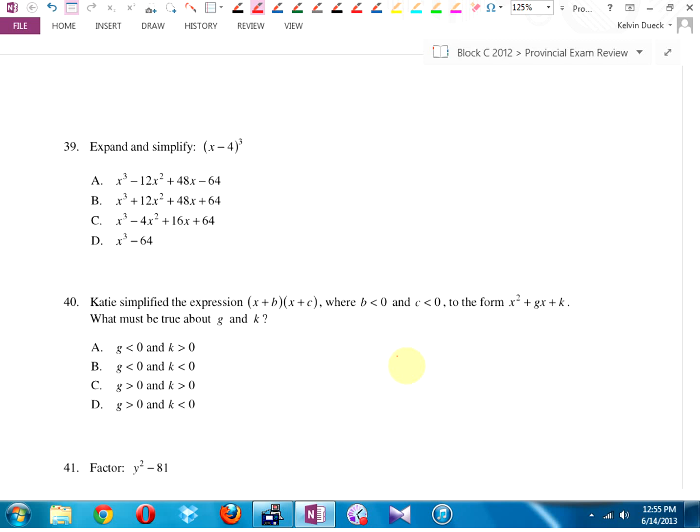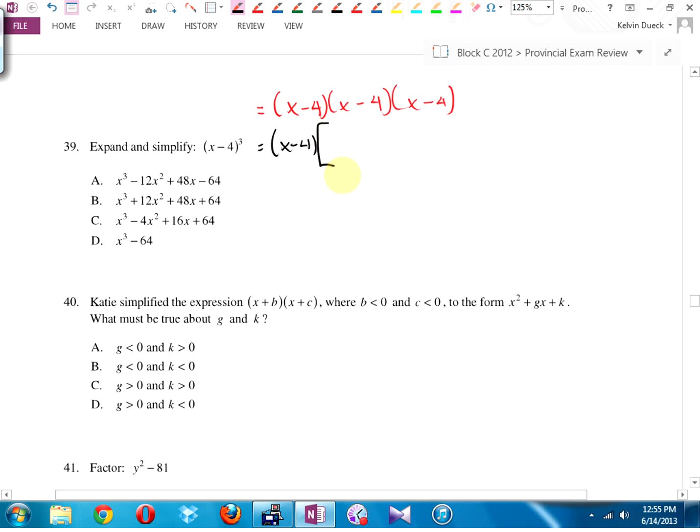How do I do a cube of a binomial? What's the first thing I have to do before I start doing anything else? Write them all out. This is x minus 4, x minus 4, x minus 4. Right? Now what? Drop the first term down and ignore it for a second. FOIL out the second two. I usually go to a square bracket to make it stand out.